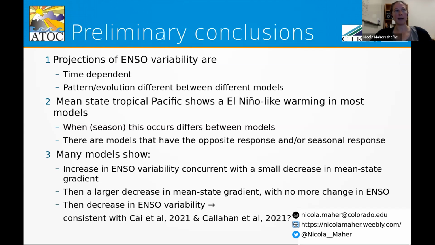What we do find, however, is that many models show this time-dependent pattern where we should see an increase in ENSO variability concurrent with a small decrease in the mean state gradient, so an El Nino-like warming, then a larger El Nino-like warming and some kind of plateau or decrease in ENSO variability. And this is perhaps consistent with those studies I showed you at the beginning, where we saw an increase in ENSO variability in the next century, so that transient response, and longer term, a decrease in ENSO variability. And perhaps this time-dependent response is really consistent and brings together some of that previous literature that maybe are not as different to each other as they originally seemed.